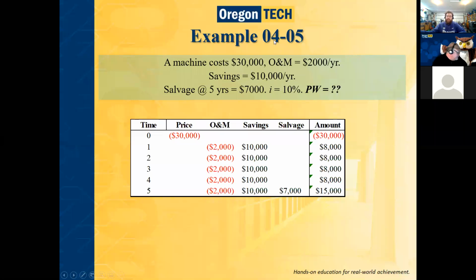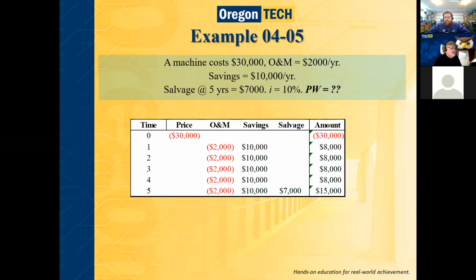So here's a good example because it involves multiple things going on. And as we went over at the end of chapter 3, this nomenclature is becoming important. So there's a lot of stuff in here. A machine costs $30,000. Okay. And you're buying it today. Again, this is example 4.5, page 116.